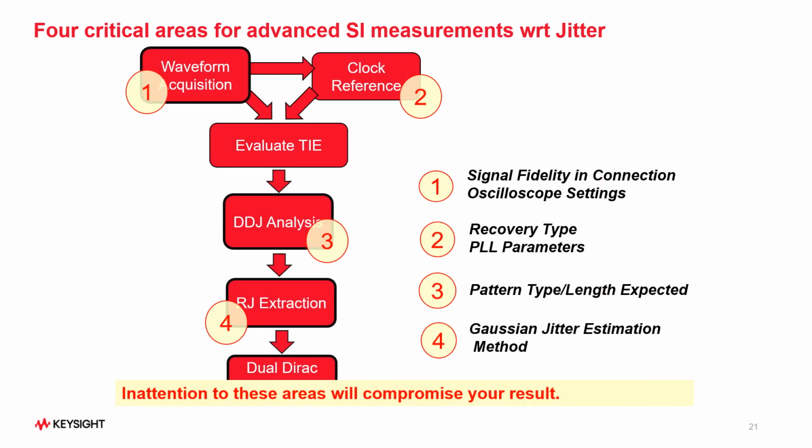Therefore, depending on the role of the resource who would make the measurements, there are four critical areas which one needs to be aware of. The first one is waveform acquisition, where it's not just acquiring the waveform, but also what goes on in the front of the oscilloscope, the signal fidelity in the connection and the oscilloscope settings, which we will discuss in further detail. The second is the clock reference selection area, which is a direct clock, a phase lock loop, or an estimated CW clock.